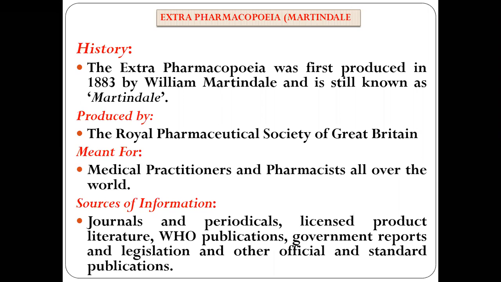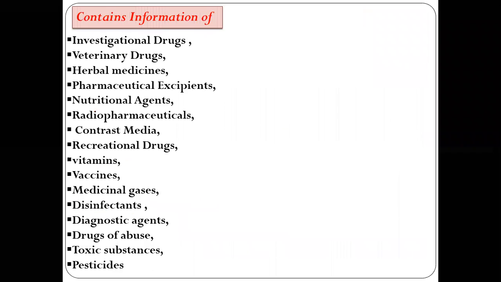Generally, the Martindale contains journals and periodicals, licensed product information, literature, World Health Organization publications, government reports and legislation, and other official standards. It also contains the names of investigational drugs which are under investigation, then information about veterinary drugs, herbal drugs, pharmaceutical excipients, nutritional agents, radiopharmaceutical drugs, contrast media, recreational drugs, vitamins, medicinal gases, disinfecting agents, pesticides, and toxic substances.